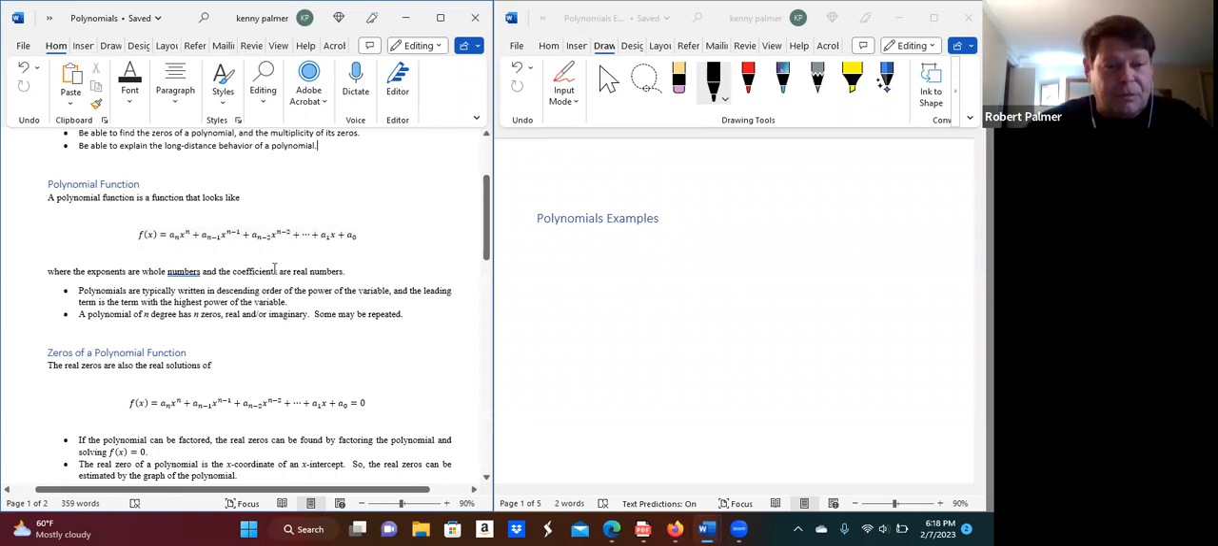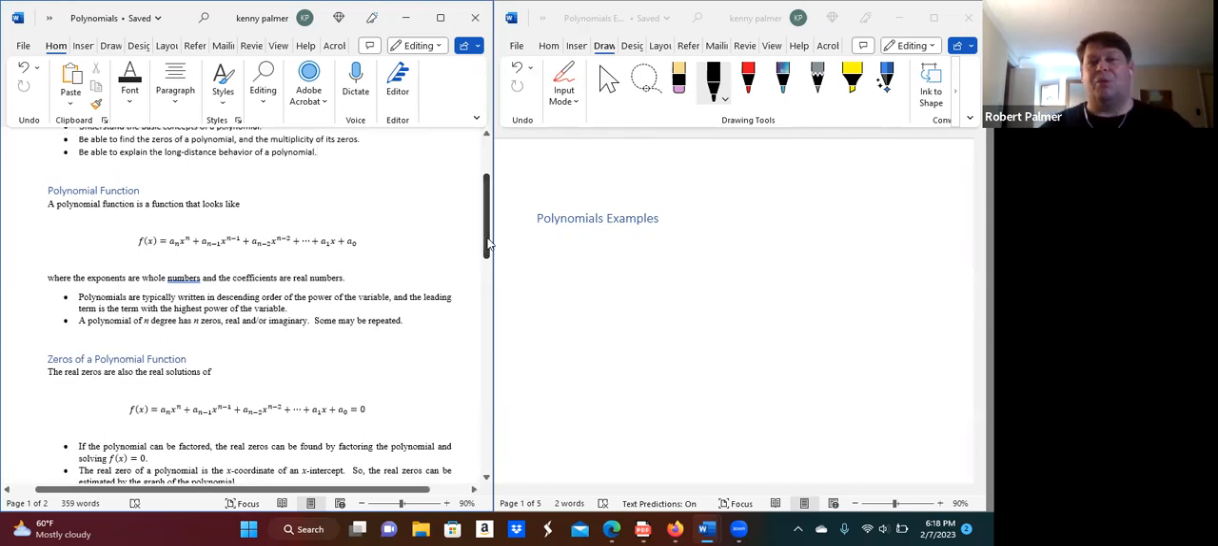Once again, it's best written in descending order, from the highest power, the next highest power, and so forth. The term with the highest power is called the leading term. That's what gives you what's called the degree of the polynomial, which is your n. And a polynomial of degree n, whatever the n is, has n zeros, and these are zeros of the function, real or imaginary, and some can also be repeated. So we'll talk about these concepts as we look at some examples.